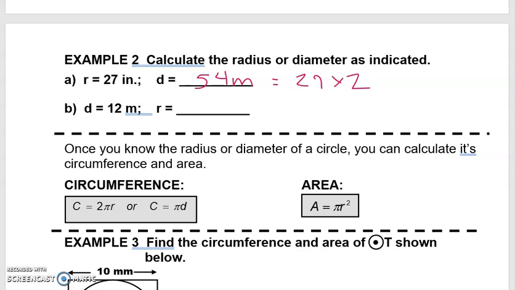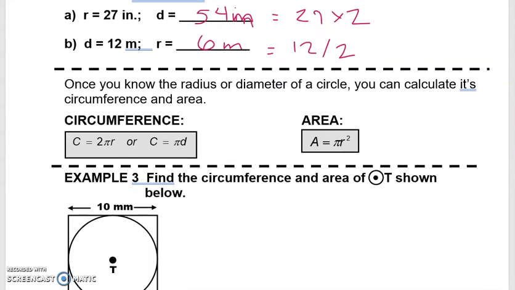Our radius is half the diameter. So it's going to be the diameter divided by 2, which is 6. Oh, and this is supposed to be inches. Sorry, this is meters. Okay.